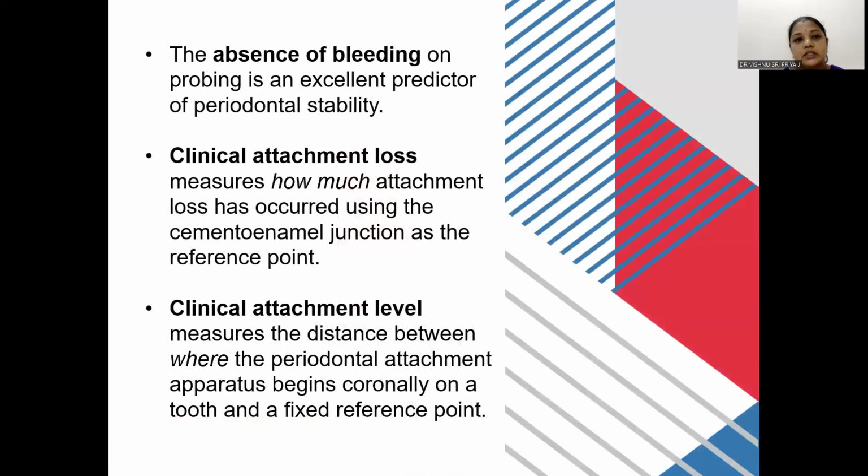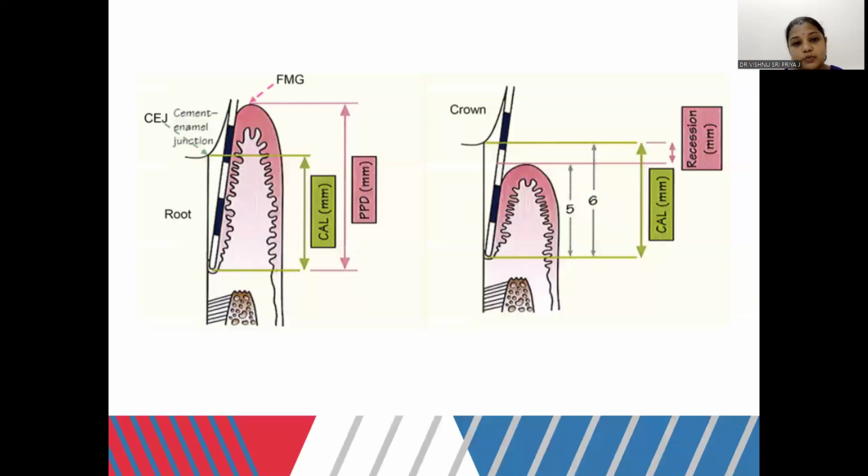The absence of bleeding on probing is an excellent predictor of periodontal stability. Clinical attachment loss measures how much attachment loss has occurred using the cemento-enamel junction as the reference point. In case of clinical attachment level, it measures the distance between where the periodontal attachment apparatus begins coronally on a tooth and a fixed reference point.